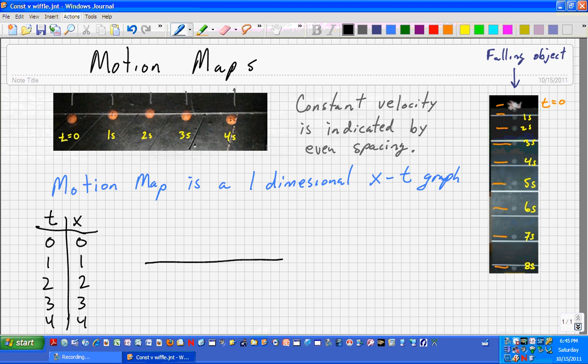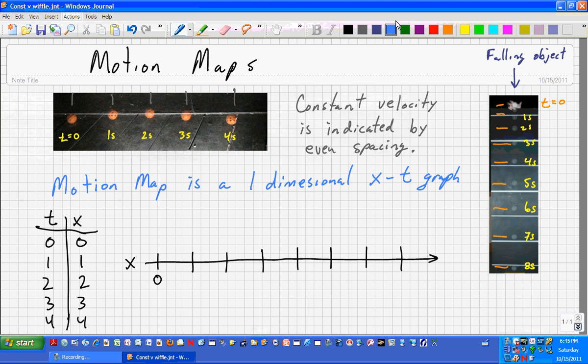So what we've got is our motion map, which is essentially a number line. And we pick our 0, and then 1, 2, 3, 4. And what we want to do is make sure these marks are evenly spaced out. This is essentially our number line, just like a graph. We're not going to number them. We can just count them out for ourselves.